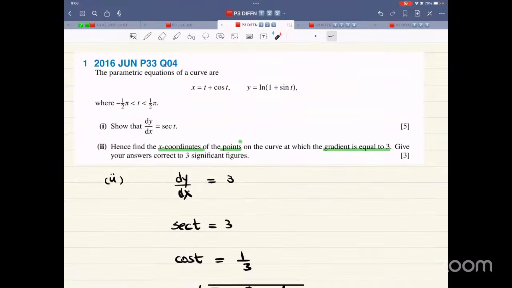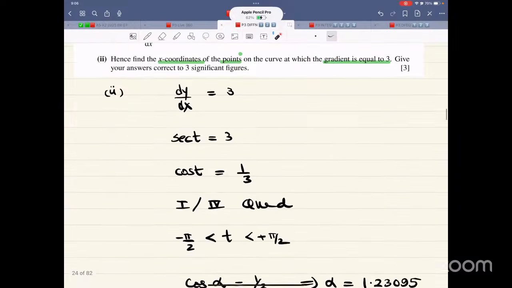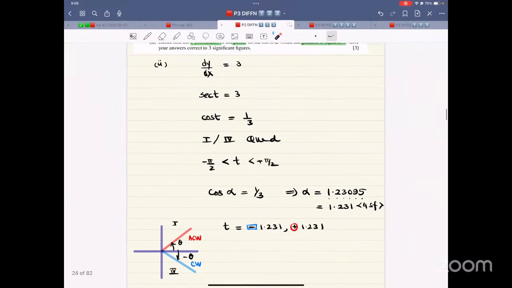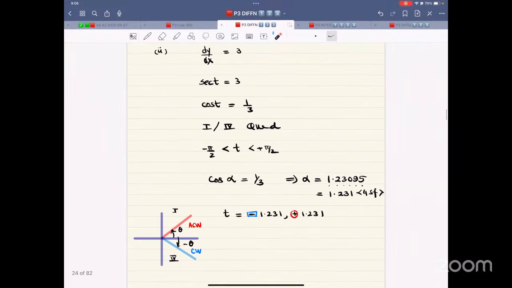Now over here: hence find the x coordinate of the points on the curve at which the gradient equals 3. So gradient is dy by dx. Give your answer correct to 3 significant figures. Have a good look. Let me minimize it and have a good look. Think for yourself.